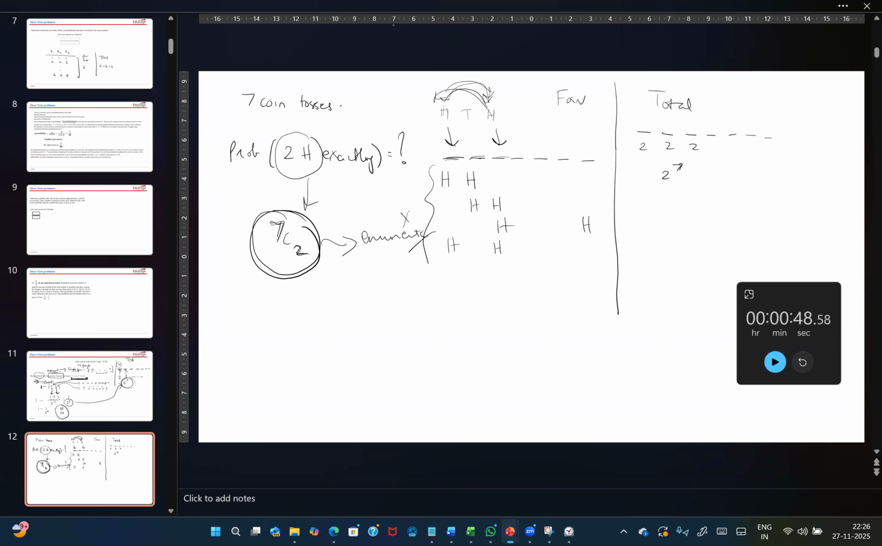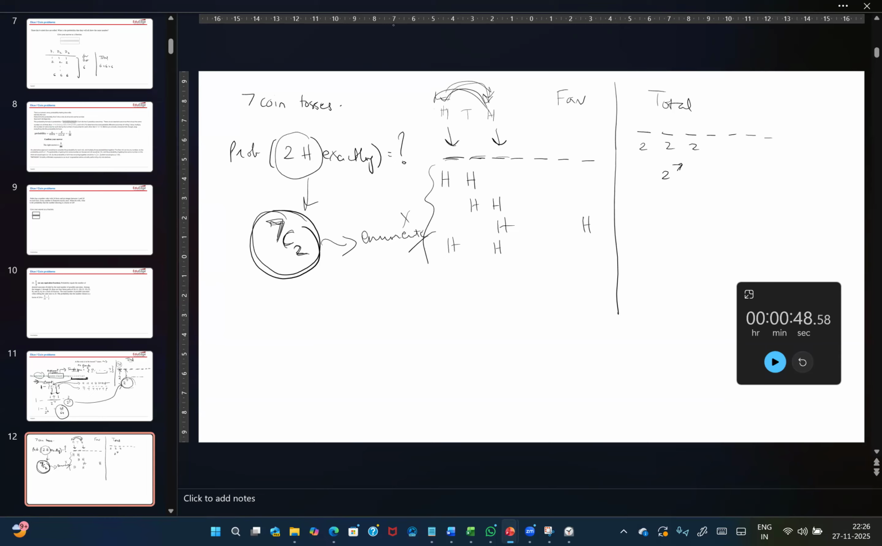So whenever I have to select 2 heads out of 7, the selection will be used, a combination and not a permutation here. 7C2 ways in which we can select 2 heads. Or how many ways can you arrange 2 heads? It is 7C2 ways.